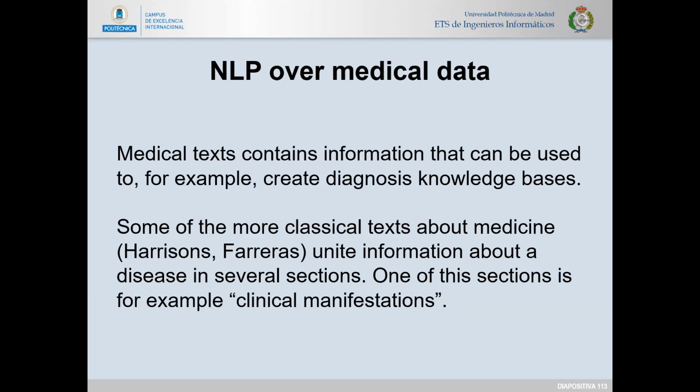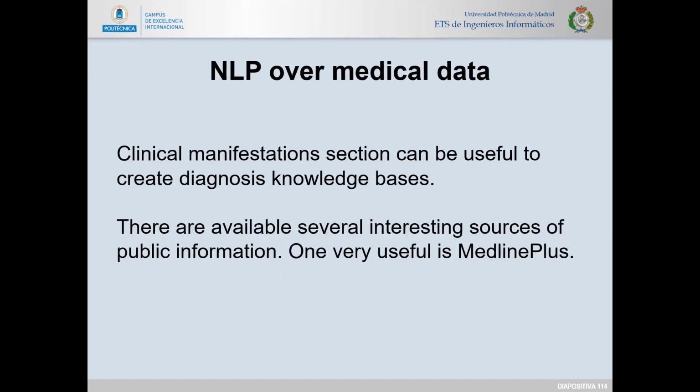Some of the most classical texts about medicine, for example, there are very well-known books, at least in Spain, I don't know in other countries, that are Harrison's or Farreras, that basically describe diseases in several aspects, including the clinical manifestations that are the symptoms. They have information about the disease in a semi-structured way. It is a natural language text, but they have clear sections that differentiate the information. So the clinical manifestation sections in these books can be useful to create the diagnosis knowledge base.